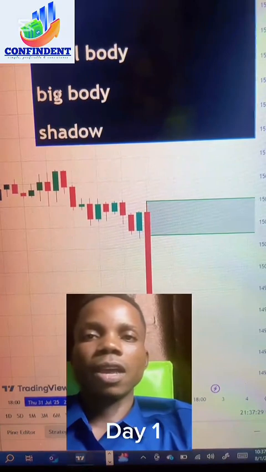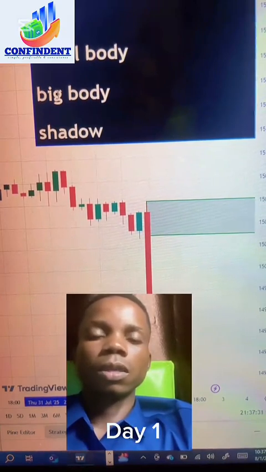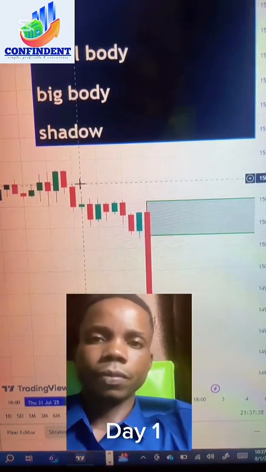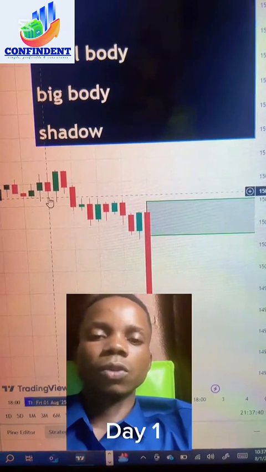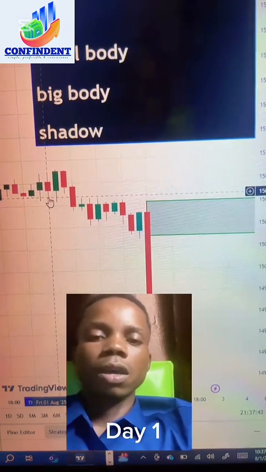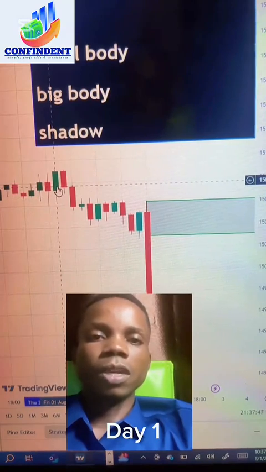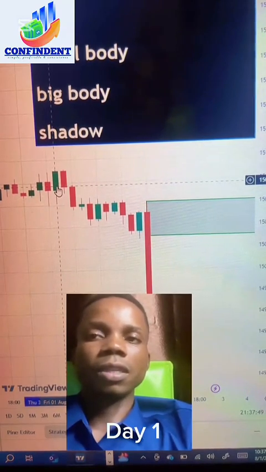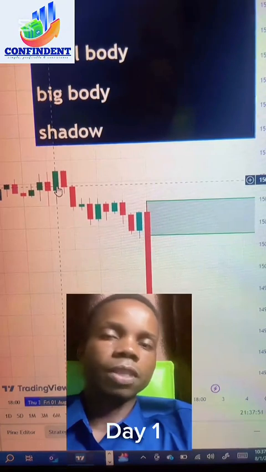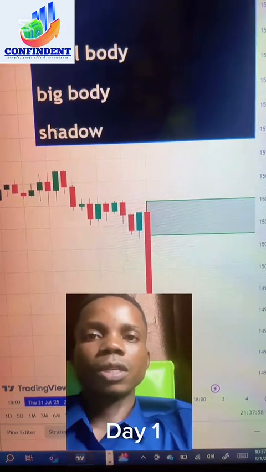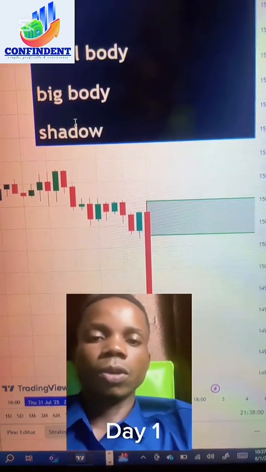Japanese candlesticks are usually formed by open, high, low, and close. Those four points are very, very important. The color of the candlestick does not matter. What matters most is for you to be able to identify where it opens, where the high is, where the low is, and where the close of the Japanese candlestick is. So we're going to be talking about the formation of the body, the small body, the big body, and the shadow today.